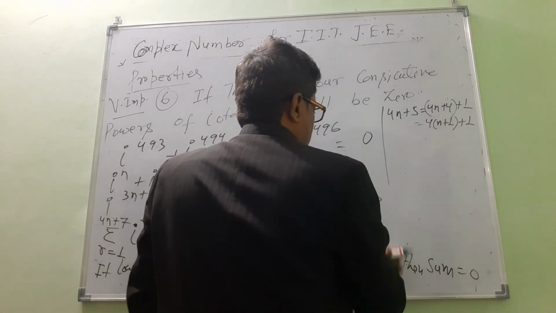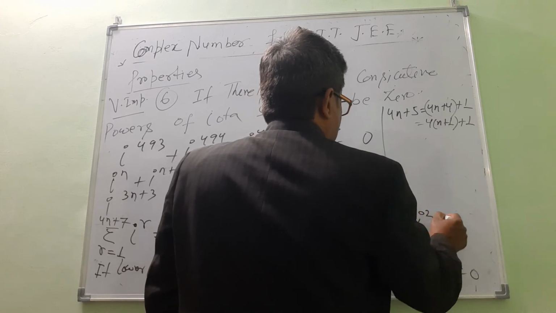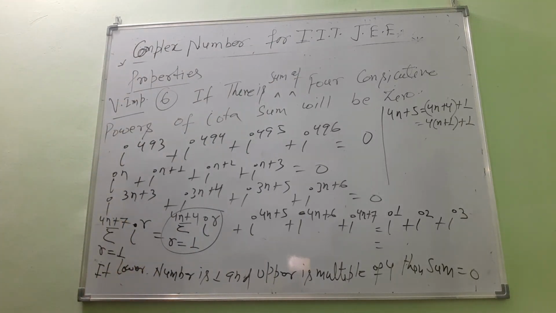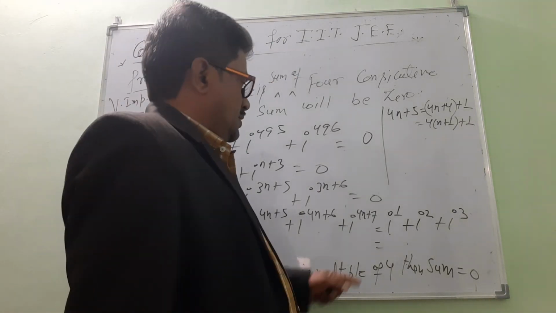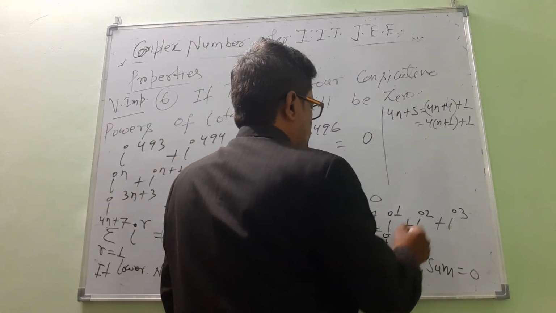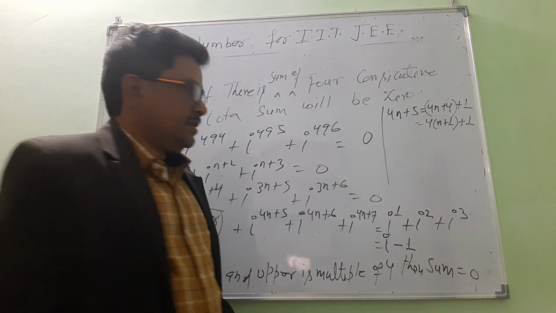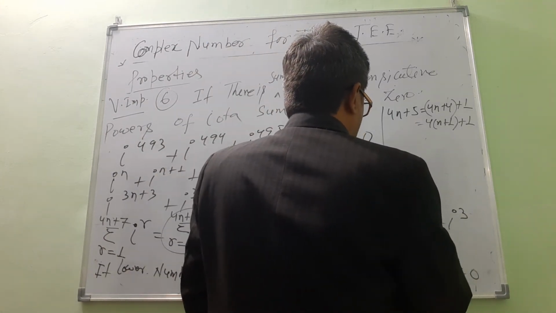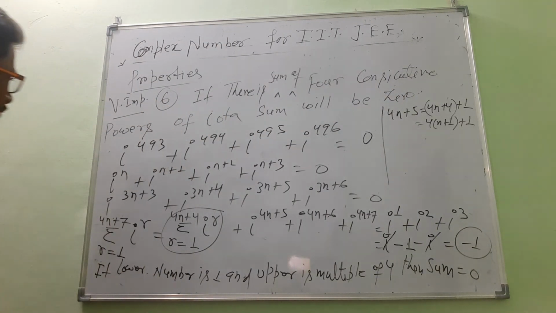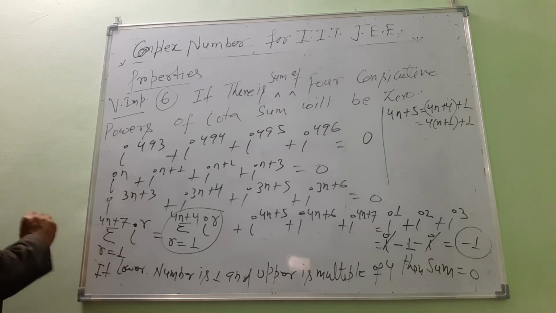So now we get iota to the power 1 plus iota to the power 2 plus iota to the power 3. Okay? Now iota to the power 1 is iota. Iota square is minus 1 and the value of iota cube is minus iota. Iota and minus iota cancel. So minus 1 is the answer of this question.